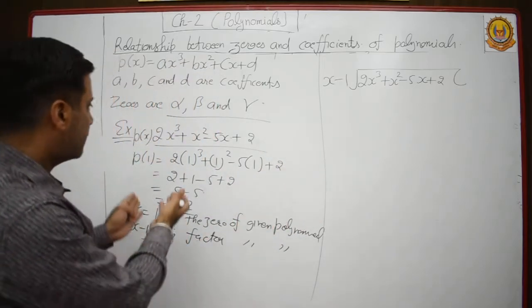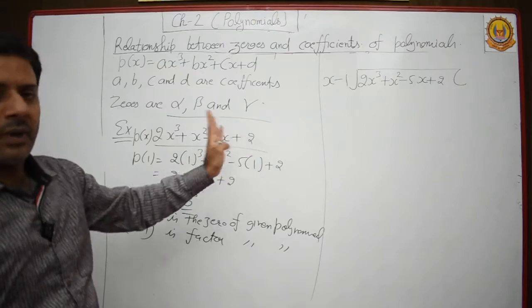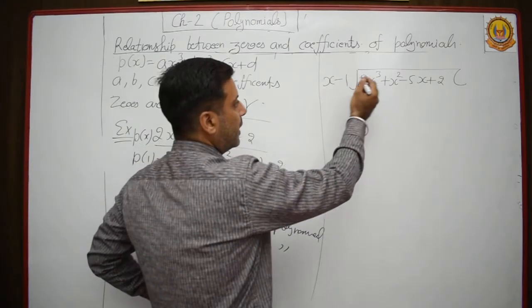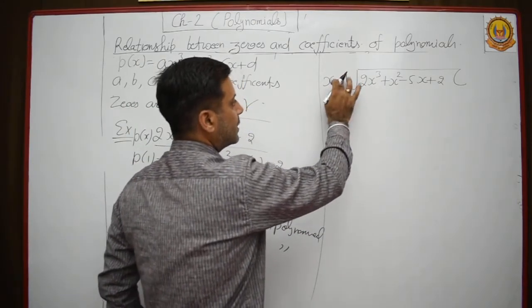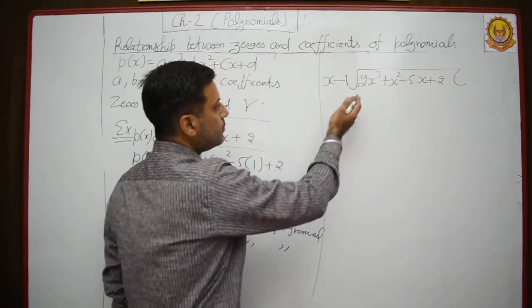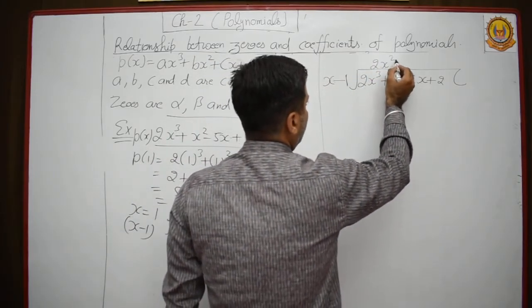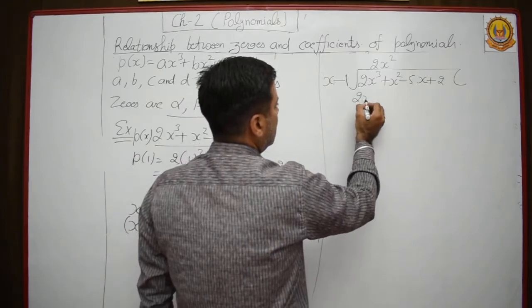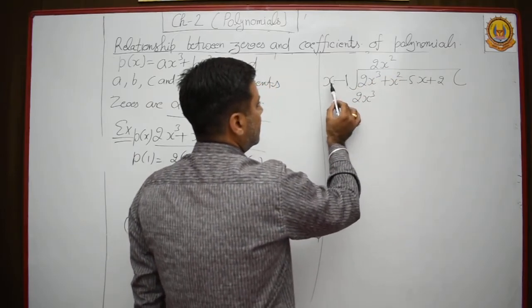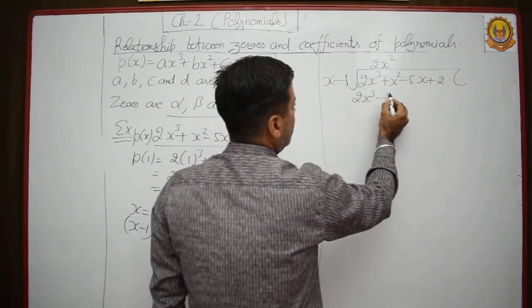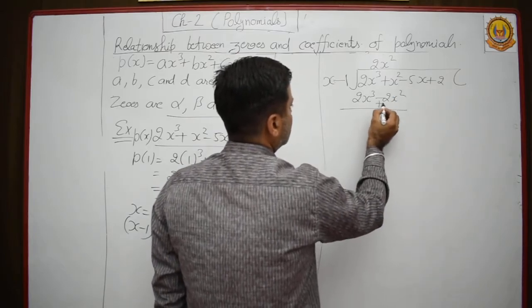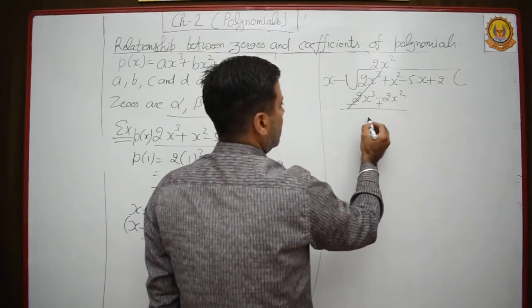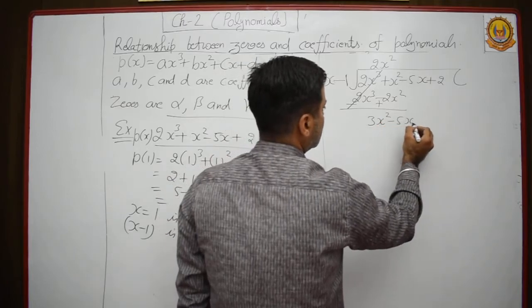So by this method you can find out the zeros of a quadratic polynomial. Now I am going to tell you by long division, and you know very well about long division. One more time I am telling you. Firstly, you will take 2x square, multiply this 2x square by x minus 1, so 2x cube minus 2x square. Change the sign and cancel. Here 3x square minus 5x plus 2.